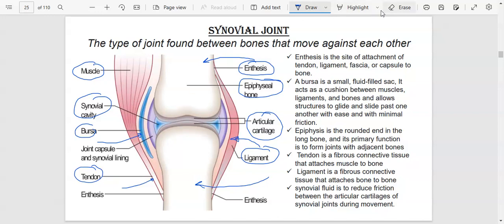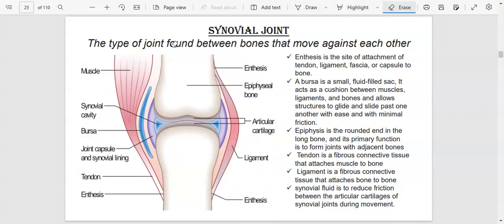We have the ligament, which is this one here, and then we have the tendon, which is this connective tissue here. The enthesis, which is at the end here, is the site of attachment of a tendon, ligament, fascia, or capsule to a bone. So where a ligament or tendon attaches to a bone, that is what we call an enthesis, just that point of attachment.